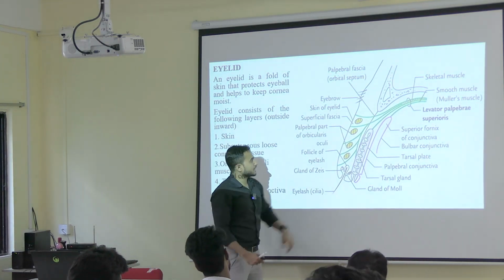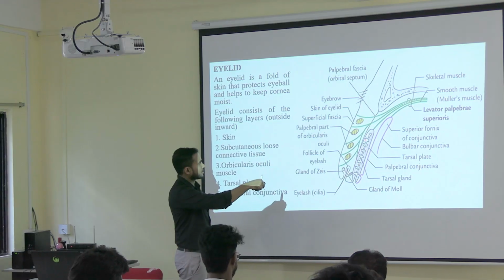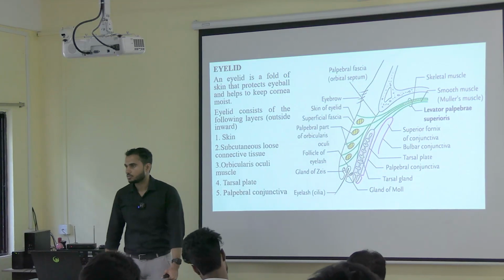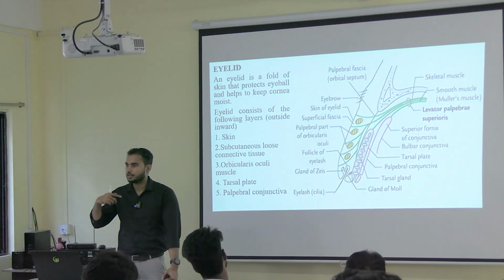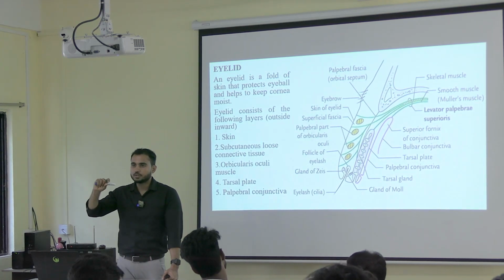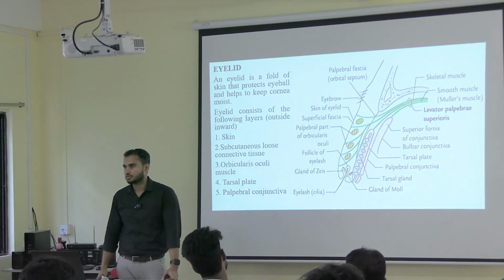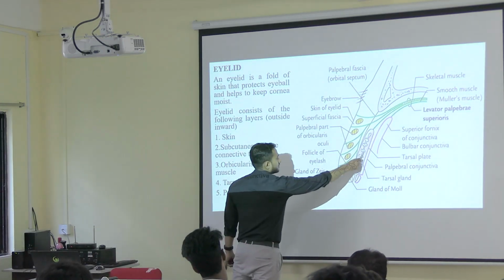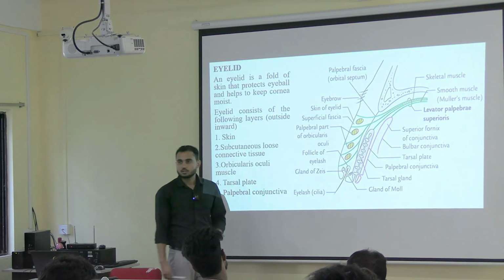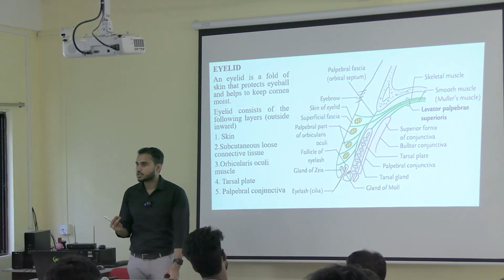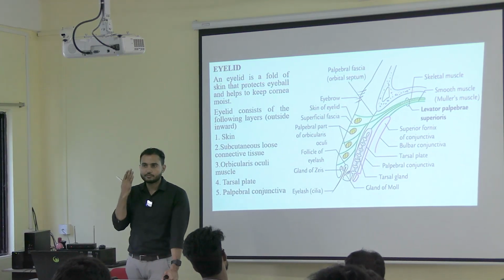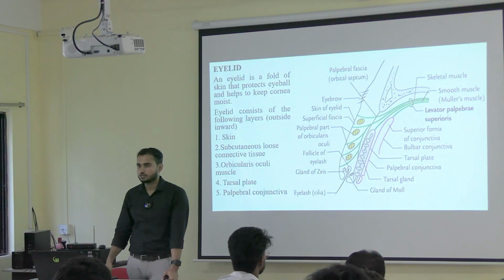Next, deep to that, you can see the tarsal plate. What is the tarsal plate? It is a band of fibrous tissue, present in both eyelids. In the tarsal plate, glands are present in vertical groups. You can see the tarsal glands present in the tarsal plate. The secretion of the tarsal glands is oily in nature. As a result, the corneal fluid takes time to evaporate.